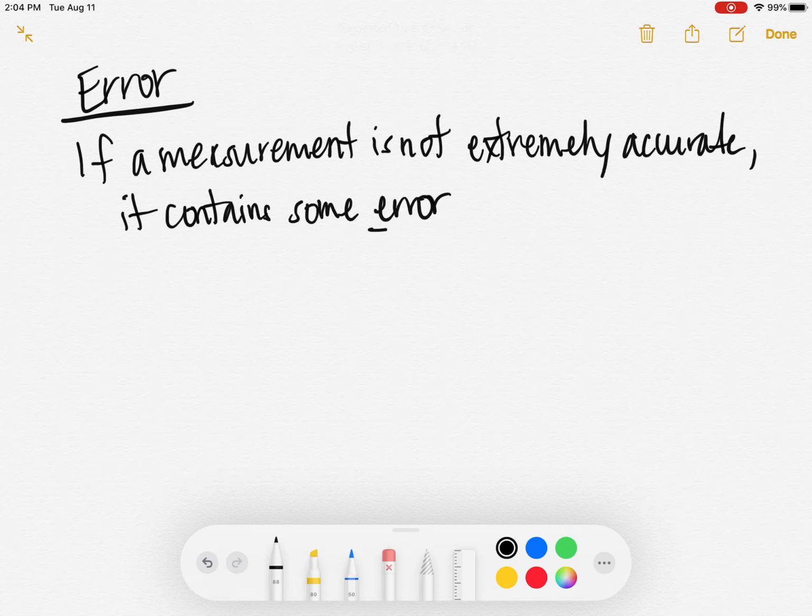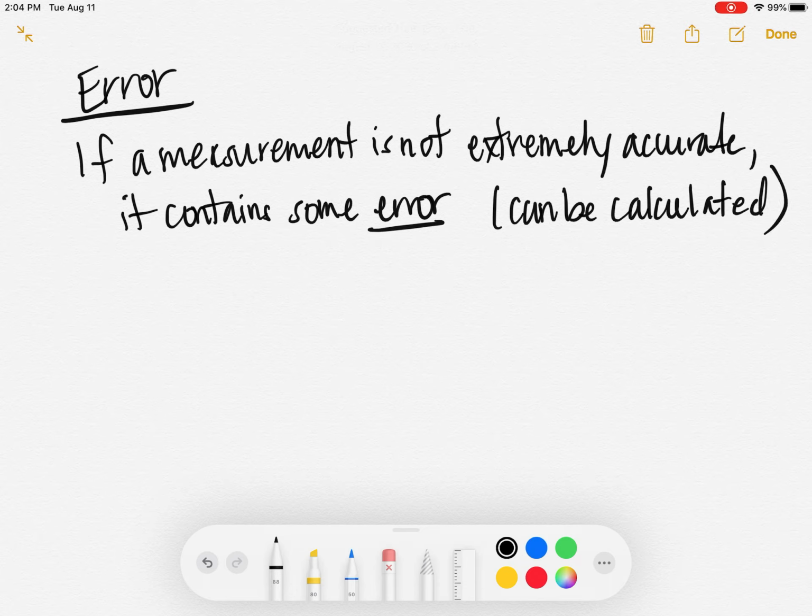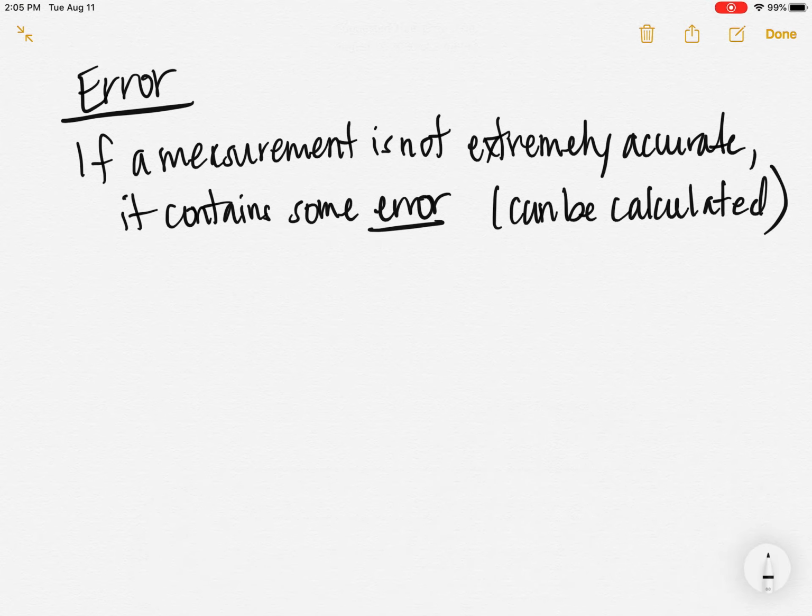And that error that we're discussing can be calculated with a very easy formula. Okay? Okay, so if a measurement is not extremely accurate, it contains some error, and that error can be calculated.